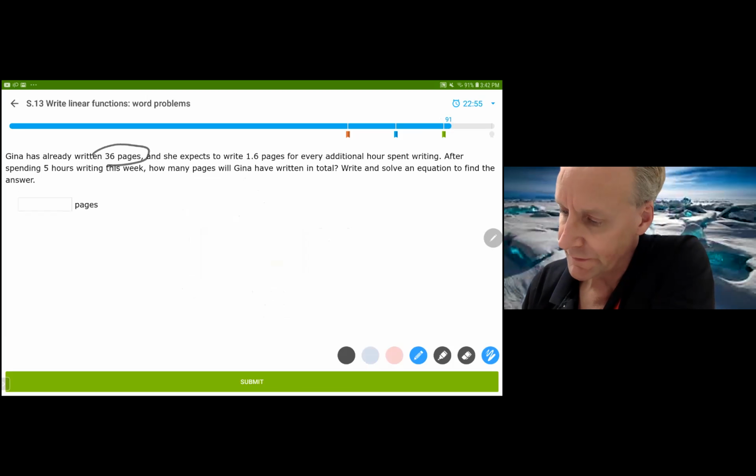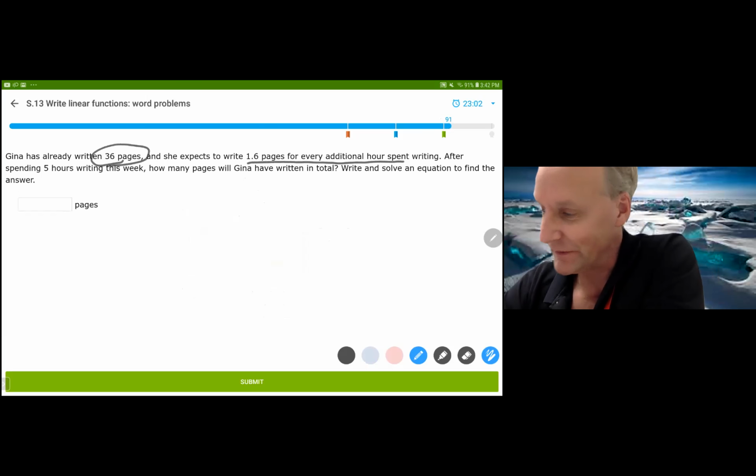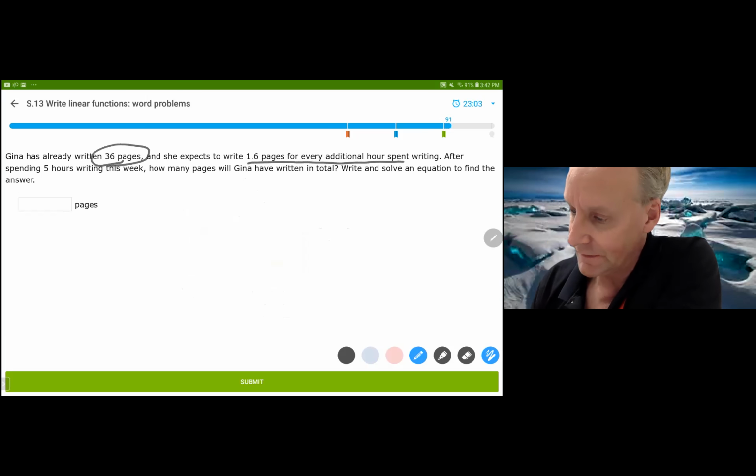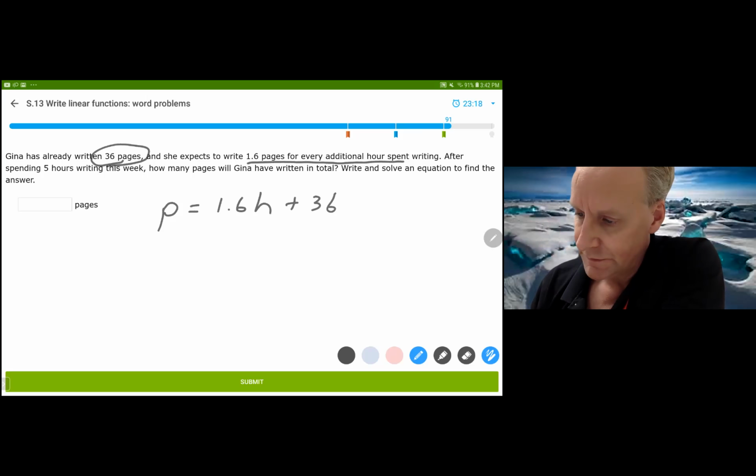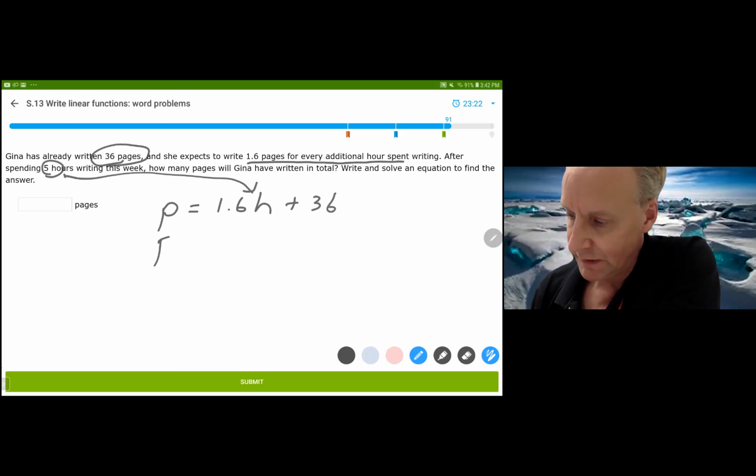Gina's already written 36 pages. Good on her. And expects to write 1.6 pages for every hour. Wow, that's specific. After 5 hours of writing this week, how many pages will she get? So the pages is equal to 1.6, this is her rate, times the number of hours she works plus the 36 original. Well, she's going to work for 5 hours this week, so the 5 goes in for H. This is P equals 1.6 times the 5 hours plus the 36.